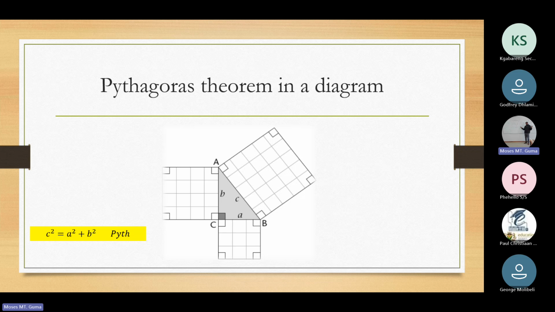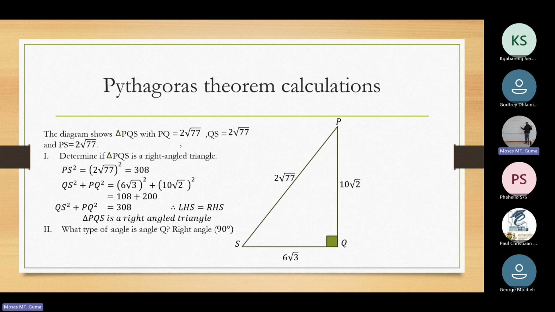Now, let us look at it in a mathematical form. If the hypotenuse is said to be small c, and this side is small a, and that one is small b, that means c squared is equal to a squared plus b squared. That is the theorem of Pythagoras that you will be applying if you are given a right-angled triangle, a triangle with one angle which is equal to 90 degrees.